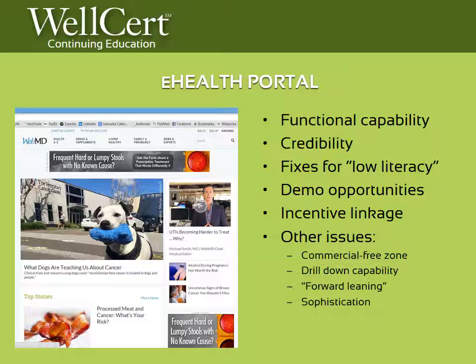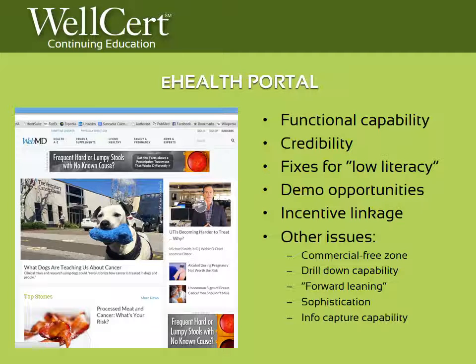And then also the level of sophistication of the portal. Portals are not all the same. They are very different, just as HRAs are very different. So the issue is, what's the level of sophistication that is in the eHealth portal, and how effective is the work that is being done by the vendor to make sure that the user experience is excellent.